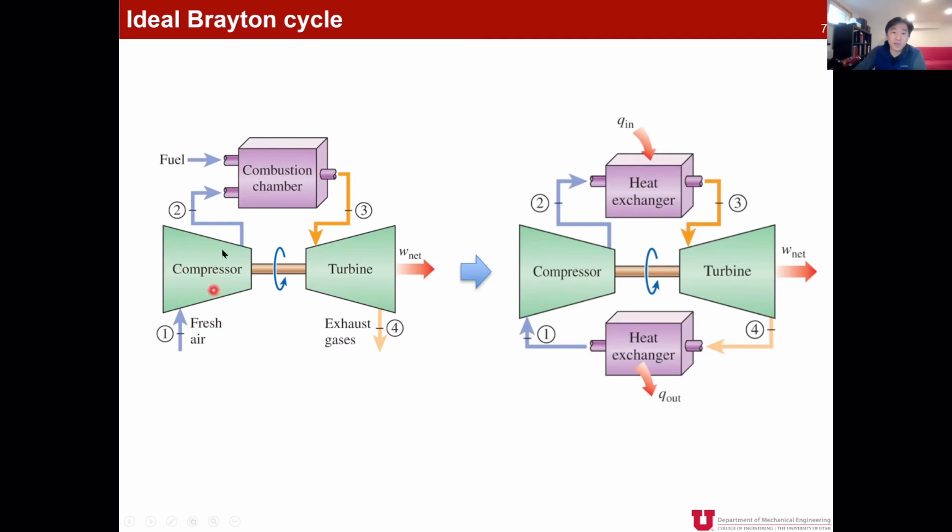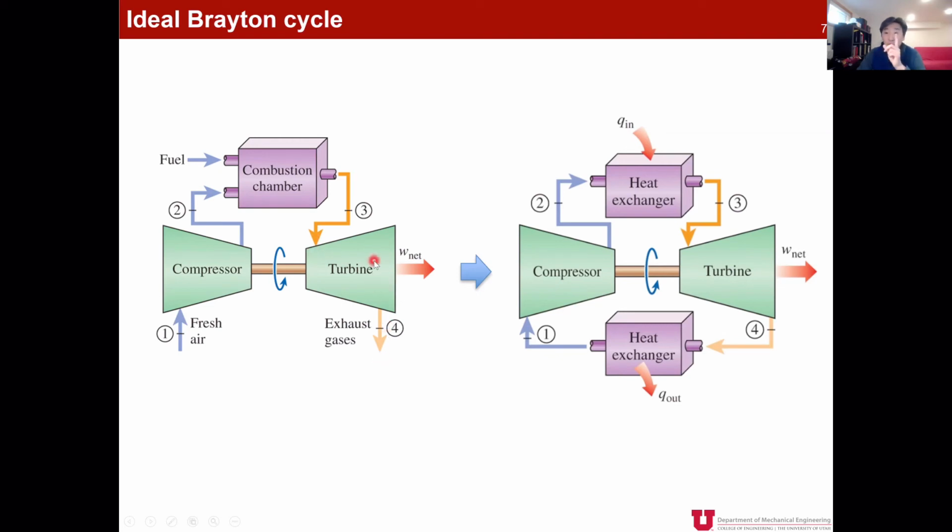So we have a compressor, and through the compressor fresh air comes in, and now that is pressurized to high pressure. Then it goes to the combustion chamber, where fuel is mixed together with the air to make a combustion process. And now high temperature and high pressure burn gas goes through the turbine, okay, and it expands in the turbine to go to the exhaust gas.